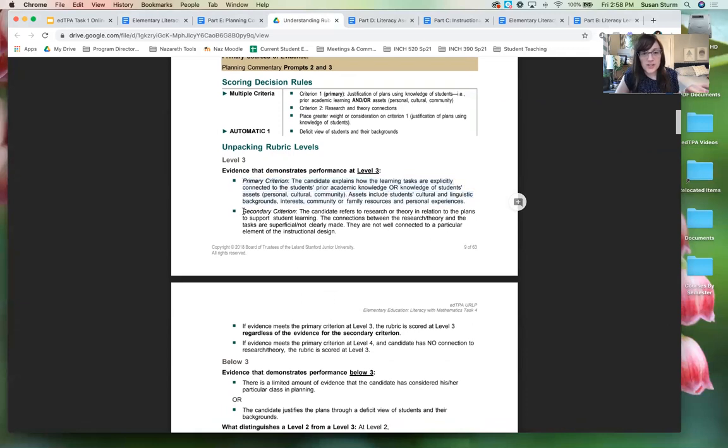The secondary criteria here is your reference to research or theory in relation to why you planned the supports that you plan for your students. And here you are really just kind of mentioning the theory. You may or may not have a strong connection to your instructional design. It really is like, I used Vygotsky because I know that students learn by doing, and my students are going to do a task in this lesson. It's there, but it's not the foundational reason for why you developed your lesson plans.